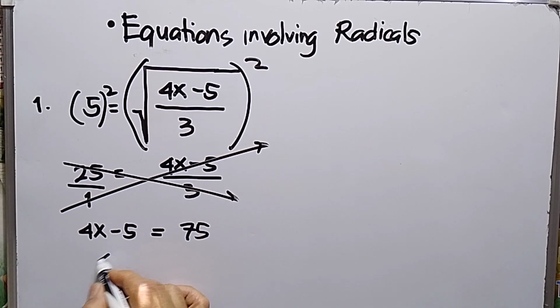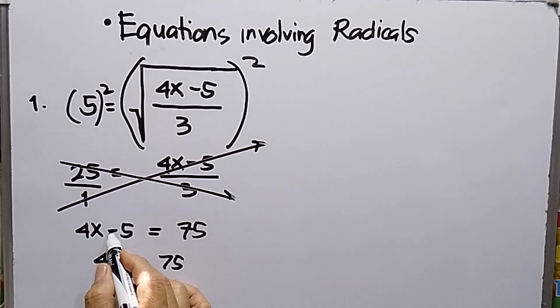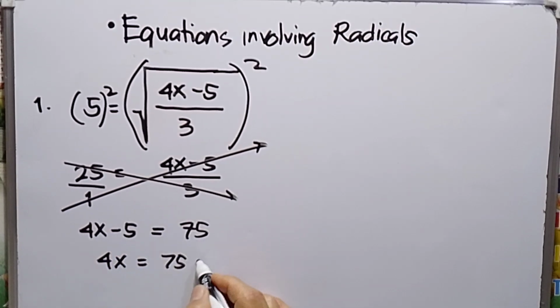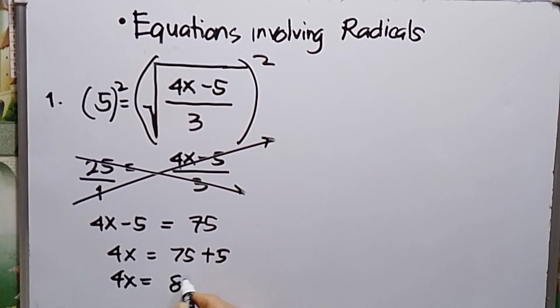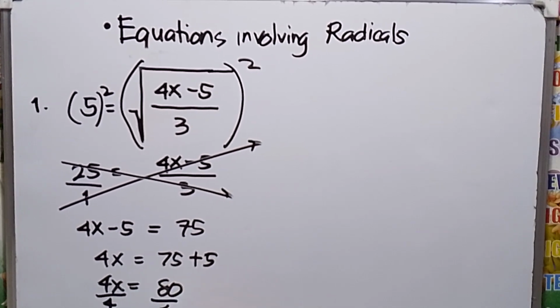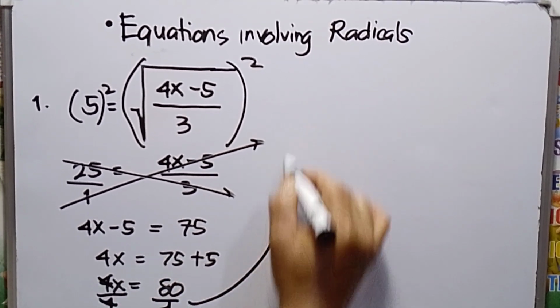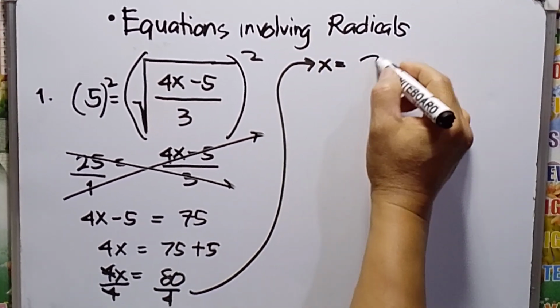Then solving for x, this will be 4x is equals to 75. Since this is negative, it will move to the right and become positive 5. So 4x is equals to 80. Divide both sides by 4, cross out. So my x value is equal to 20.